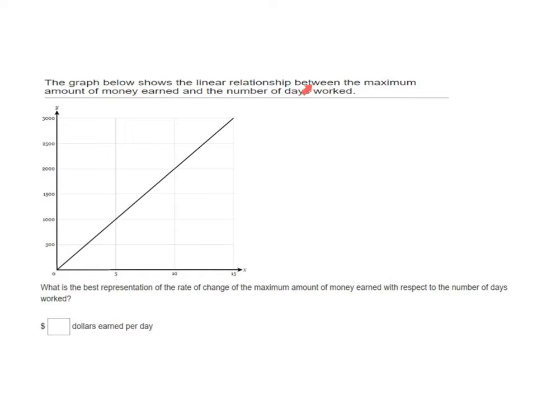The graph below shows the linear relationship between the maximum amount of money earned and the number of days worked. So we have days worked on the x-axis, and money earned on the y-axis. What is the best representation of the rate of change of the maximum amount of money earned with respect to the number of days worked? So obviously we have this graph here. We're working a number of days. This is our input, and then we have our outputs that are graphed. So this would be our domain, and then our range. But we're trying to figure out the best representation of the rate of change, which is the dollars earned per day. What we're finding is the rate of change, or the slope. Remember, the slope is the change in y over the change in x.